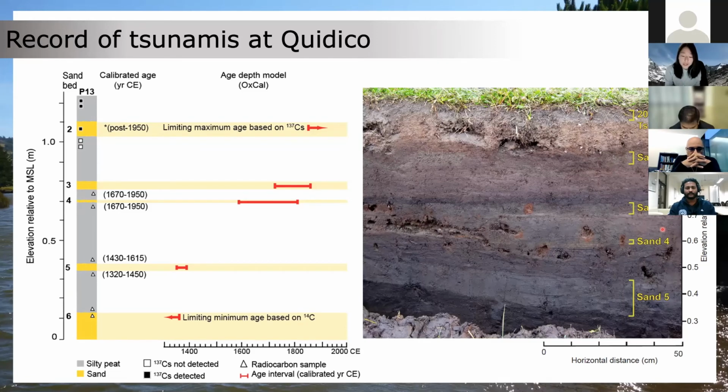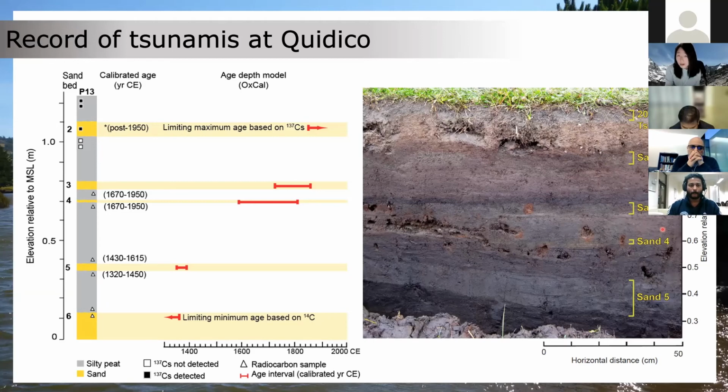Because cesium-137 was introduced into the atmosphere after 1950 as a product of above ground nuclear testing, the presence of cesium-137 above and within sandbed 2, but not below it, as shown with the white boxes indicating absence and the black boxes indicating presence, constrains the deposition of sandbed 2 to after 1950.